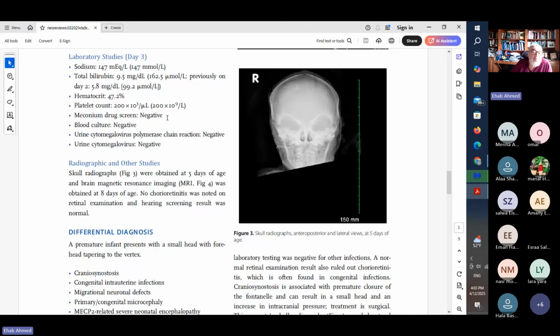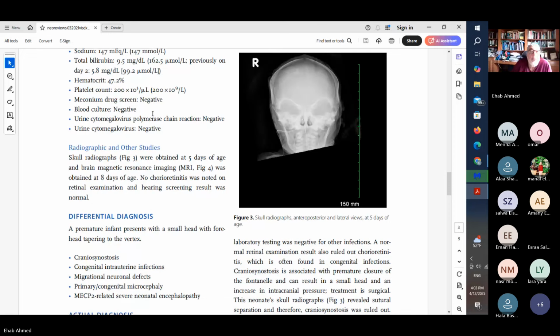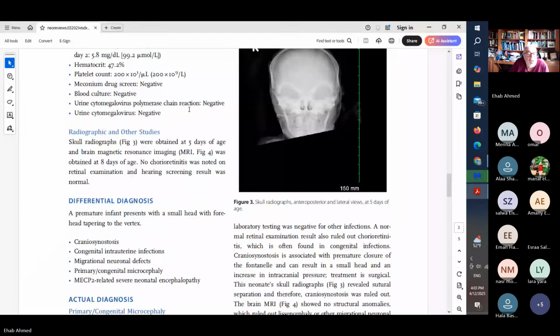What is the... I cannot say drug, but there is something, if the mom is using too much, it will affect the head of the baby. Alcohol. Fetal alcohol syndrome has microcephaly. Urine CMV and PCR negative. So everything is negative except the small head.